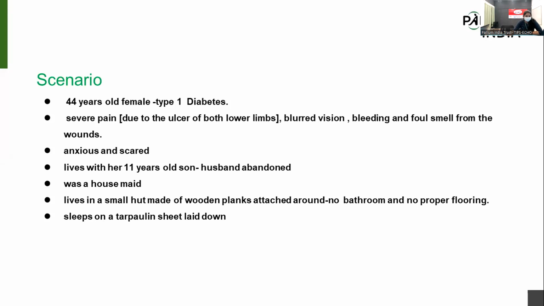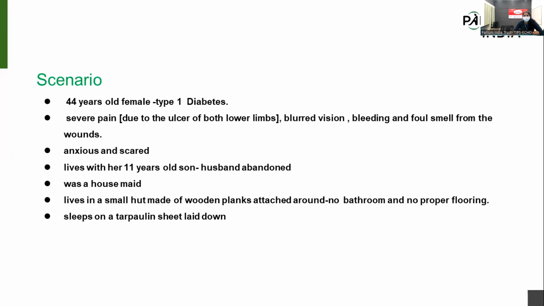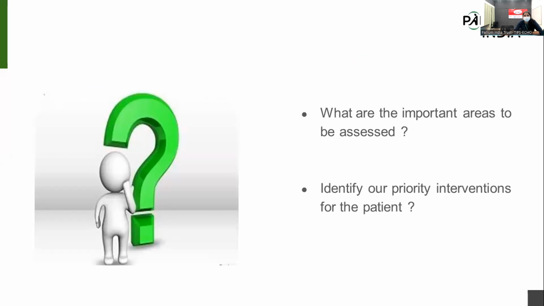So there are two questions. What are the important areas, and also the priority interventions? Two questions. For this patient, you can unmute from your end and speak or give your suggestions in chat. We will start with the first, I guess, the important areas to be assessed. Any answers to it? You can point out, and let's have a discussion later on.